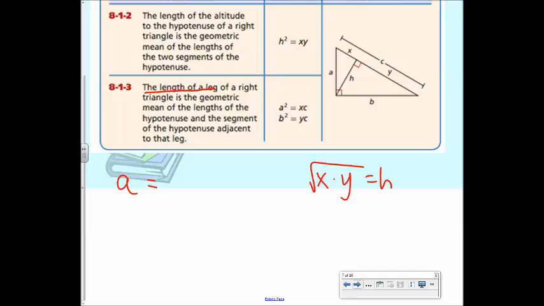And the segment of the hypotenuse adjacent to A. So what segment of the hypotenuse is adjacent to A? X, because X is right next to A. So we would say A is equal to the geometric mean of X and C. B would be equal to the geometric mean of what? Y and C. Why is it Y, Daisy? Because that's the one that's next to that one.